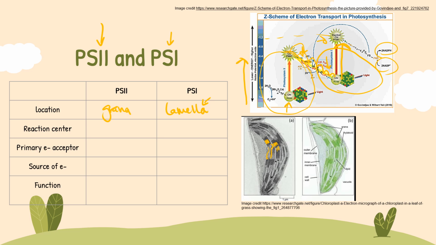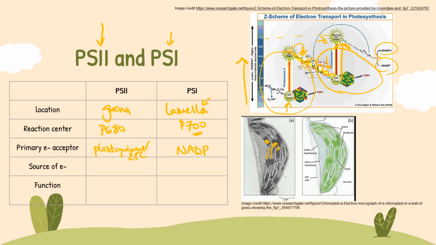The reaction center in photosystem 2, we're going to call it P680, and its job is to give electrons to the plastoquinone, which is part of the electron transport chain. The reaction center in photosystem 1 is P700, so it absorbs better a little longer wavelength of light, 700 nanometers. Its primary electron acceptor, who it's giving its electrons to, is going to be NADP, which will then be reduced to NADPH.